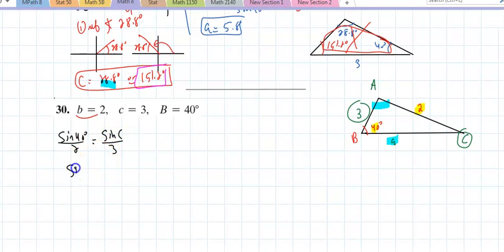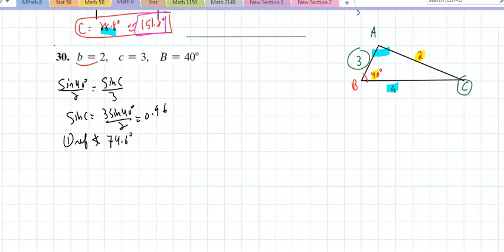And if I cross multiply, sine of C would equal 3 times the sine of 40 degrees divided by 2, which happens to be 0.961. My reference angle would be the inverse sine. I plug this in my calculator, and that gives me 74.62 degrees.